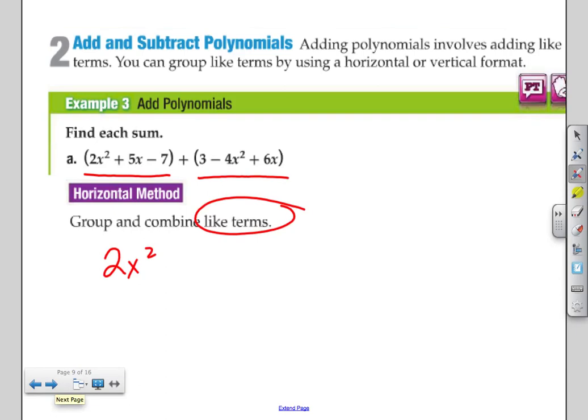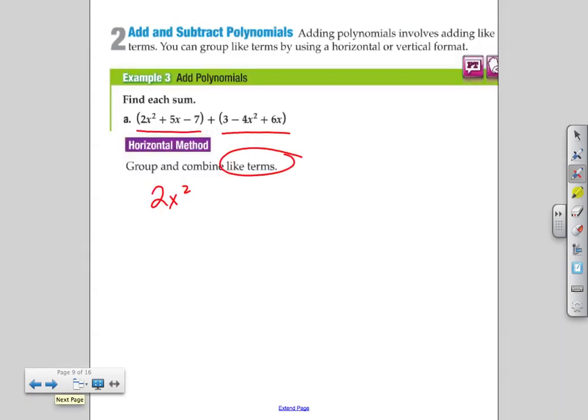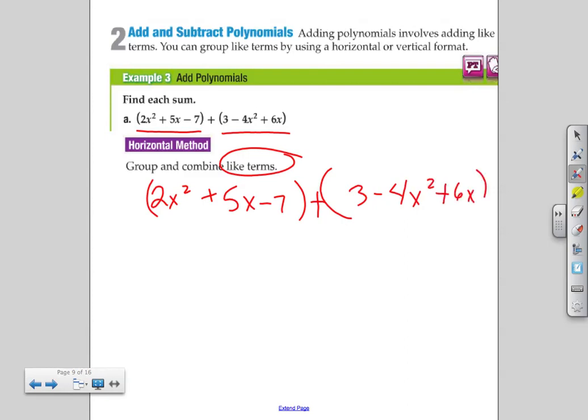I'm going to start with that first term. And I notice, let me actually rewrite this. I'm going to extend this page. 2x squared plus 5x minus 7. And we're adding that to 3 minus 4x squared plus 6x. So I'm going to combine the like terms. So that's 2x squared and minus 4x squared. Make sure you take those components that are right in front of the terms with them, okay?